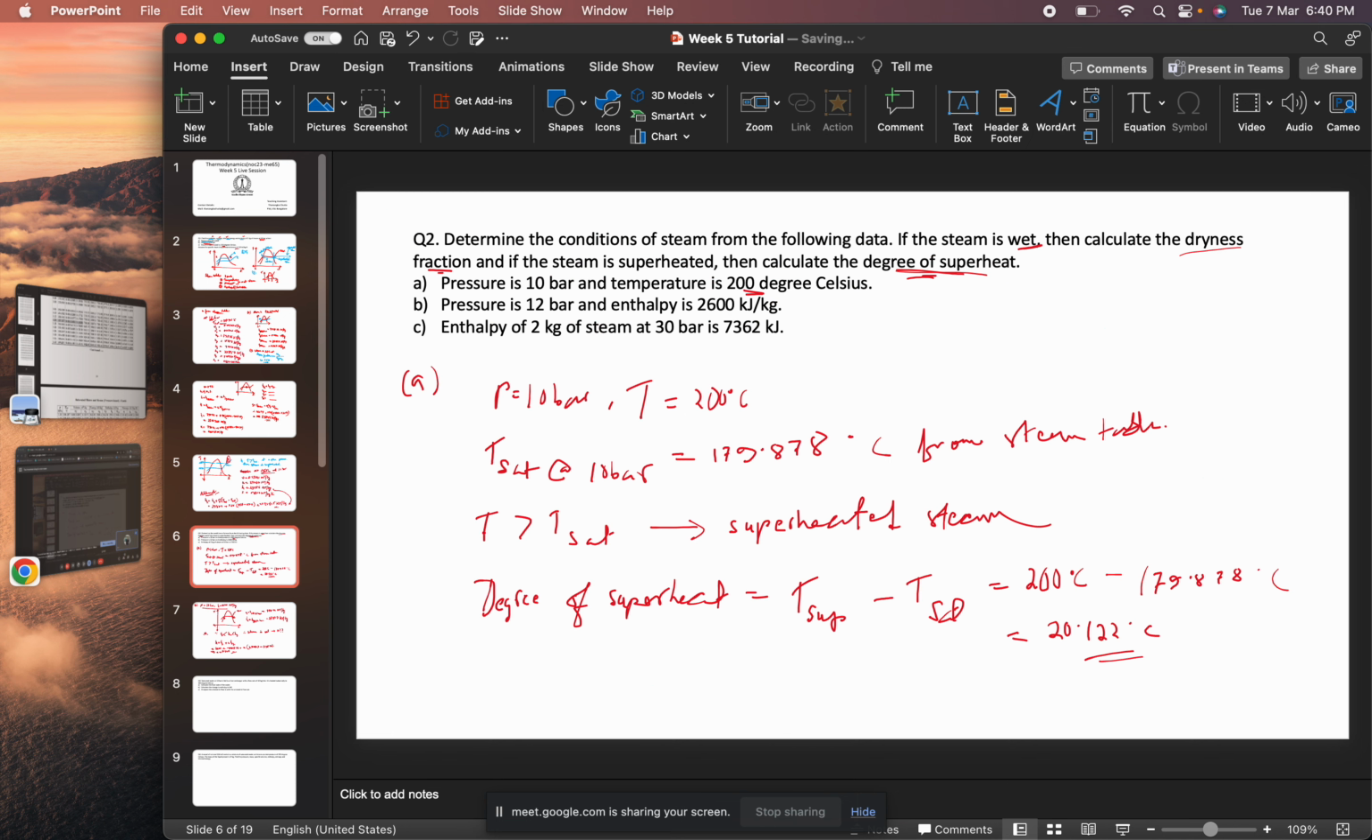Now the third part; part 1 and part 2 are over. Enthalpy of 2 kg of steam at 30 bar is 7362. This is also basically the same thing, but here it is given as enthalpy of 2 kg of steam, so you need to convert this to enthalpy of 1 kg of steam.